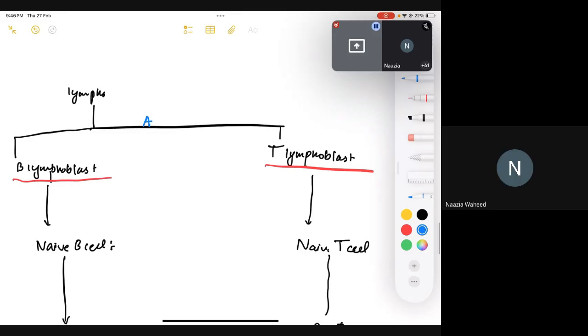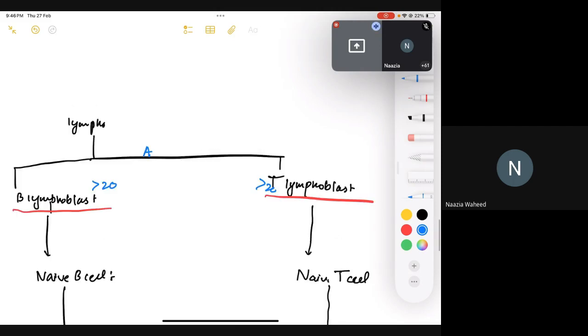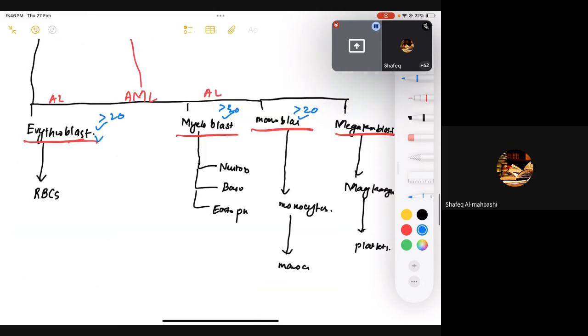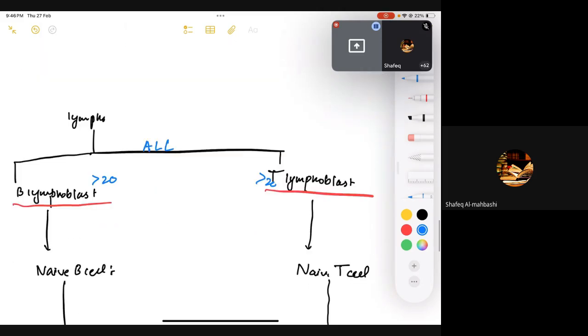So if we have greater than 20% blasts in this lymphoid lineage, we are going to call it ALL, acute lymphoblastic leukemia. Is that clear? So we have AML and ALL. What is AML? Whenever we have greater than 20% blasts in the myeloid lineage, either this, this, this, or this, we are going to call it AML, right? And whenever we have neoplastic proliferation of greater than 20% blasts in the lymphoid lineage, either B lymphoblast or T lymphoblast, I'm going to call it acute lymphoblastic leukemia. Is that clear?